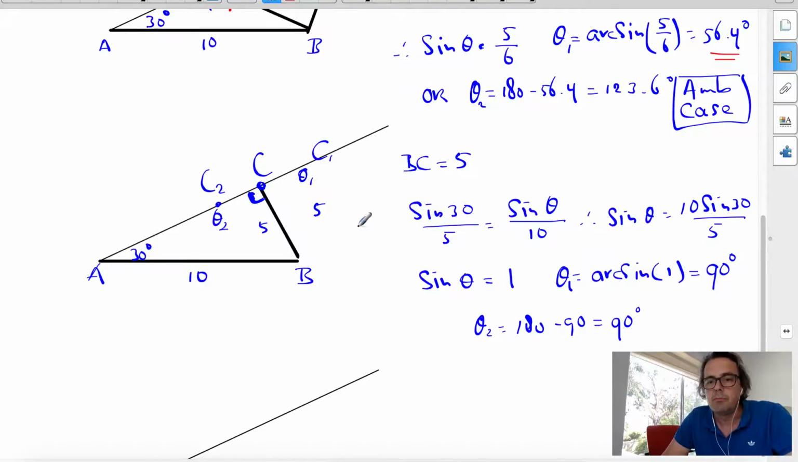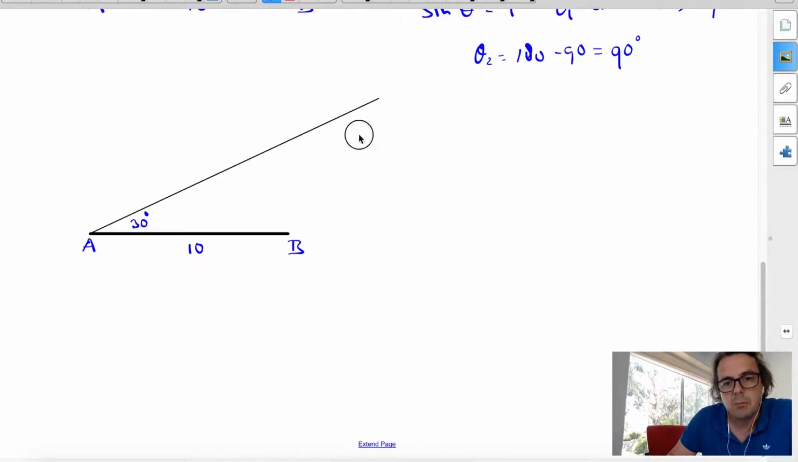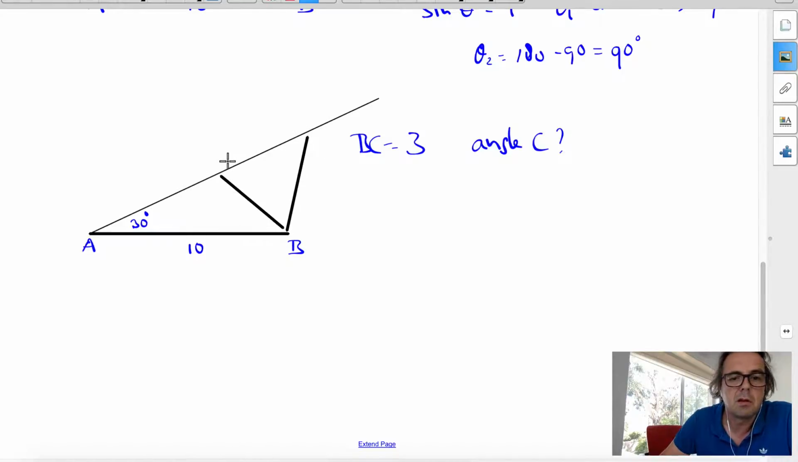In the third example, we will say BC is 3. And again, we're still after angle C, the angle at C. Now if BC is 3, then you could draw it in, again, there's an ambiguous case there. So they're both 3. C1 is here, C2 is there. No. You do the maths, so there we go again.